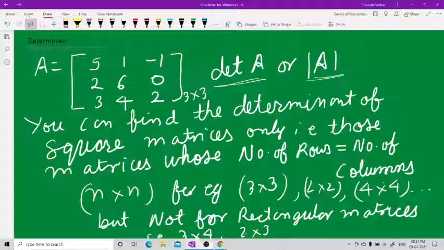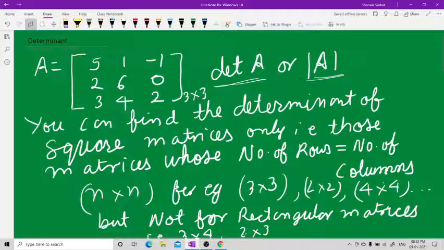Now we will see the topic of determinant. Now see, this is a matrix A with these numbers at their respective positions. That is A11, A12, A13, A21, A22, A23, A31, A32, A33. And the symbol of the determinant is written as det A or just with a mod type A.